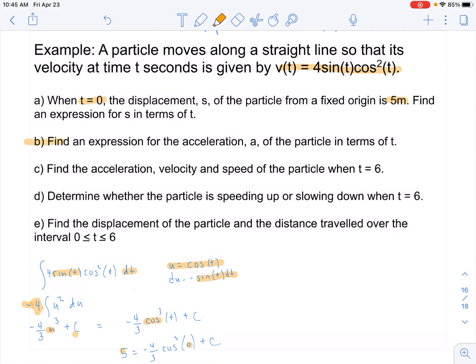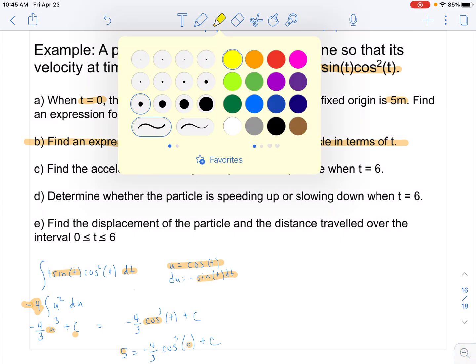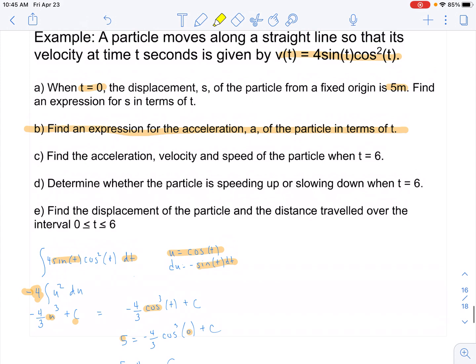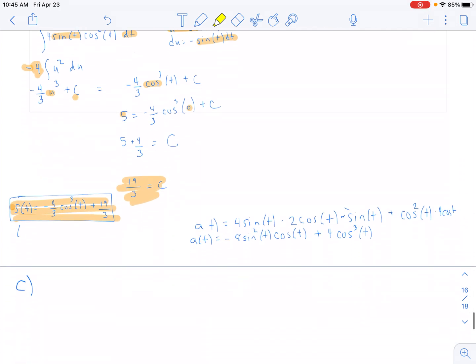Part B, find an expression for the acceleration of the particle in terms of t. We're given the velocity function, so the acceleration function is going to be the derivative of the velocity function. You can see that we're multiplying two functions together, so to find the derivative, we're going to need to use the product rule. First times the derivative of the second plus the second times the derivative of the first.